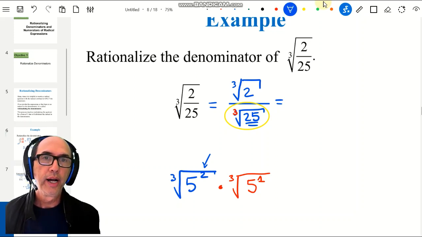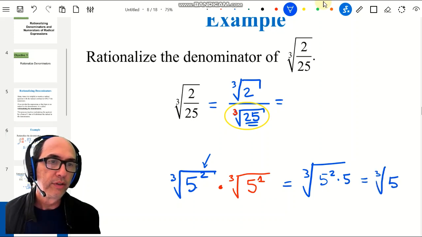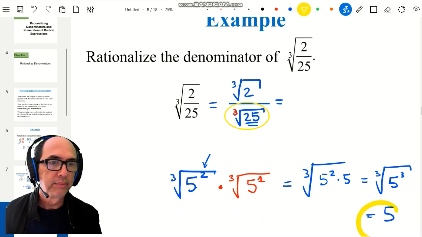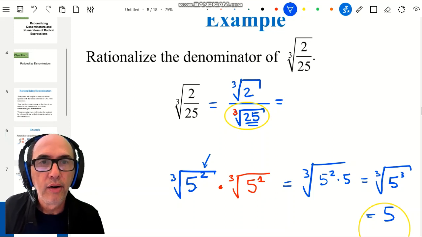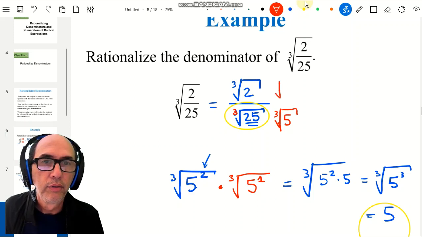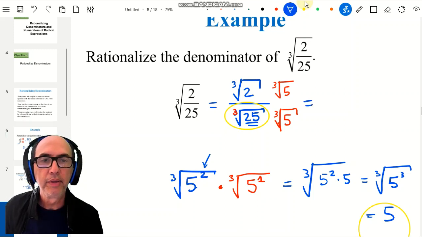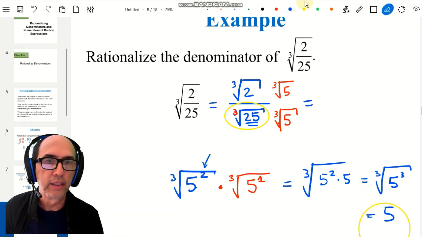Because then you will have the cube root of 5 squared times 5, and that's the cube root of 5 cubed, which equals 5. Okay, makes sense? All right, now multiply both the top and the bottom by the cube root of 5. Always multiply by the same number, the top and the bottom, so you don't change the fraction.